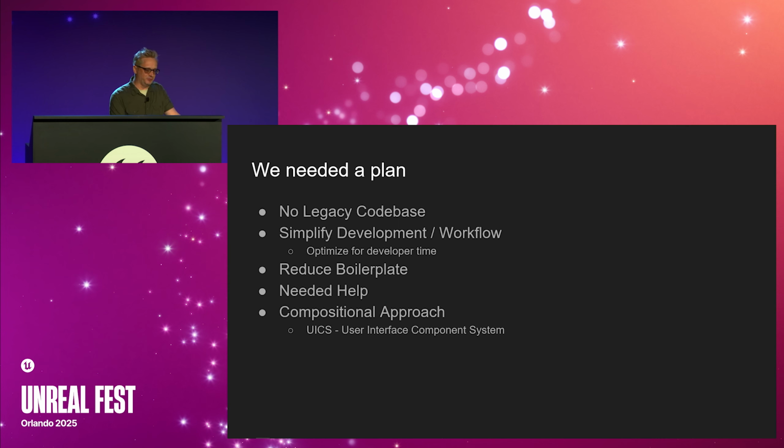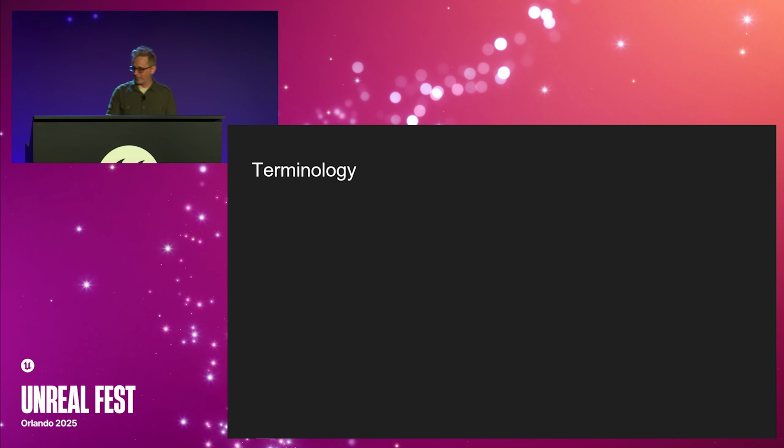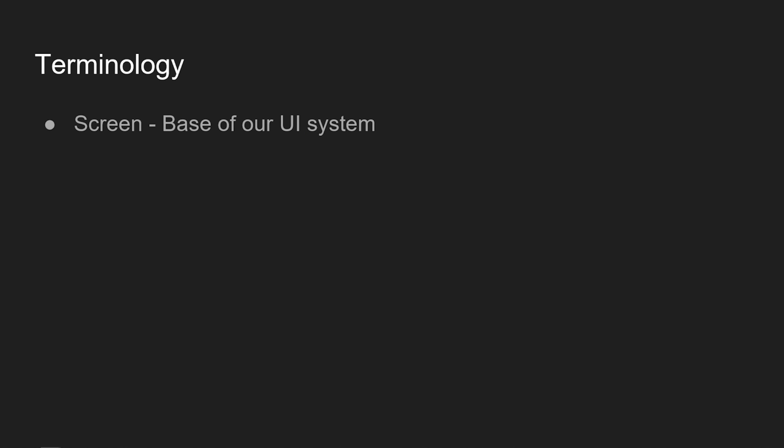We called this system UICS, User Interface Component System. Now, I have to warn you, this part's going to be a little bit dry. I'm going to try to go through it as fast as we can, so just stay with me. It's important for all the things we're going to be talking about later, but we'll get through this together. So I just want to define some terms so we're on the same page.